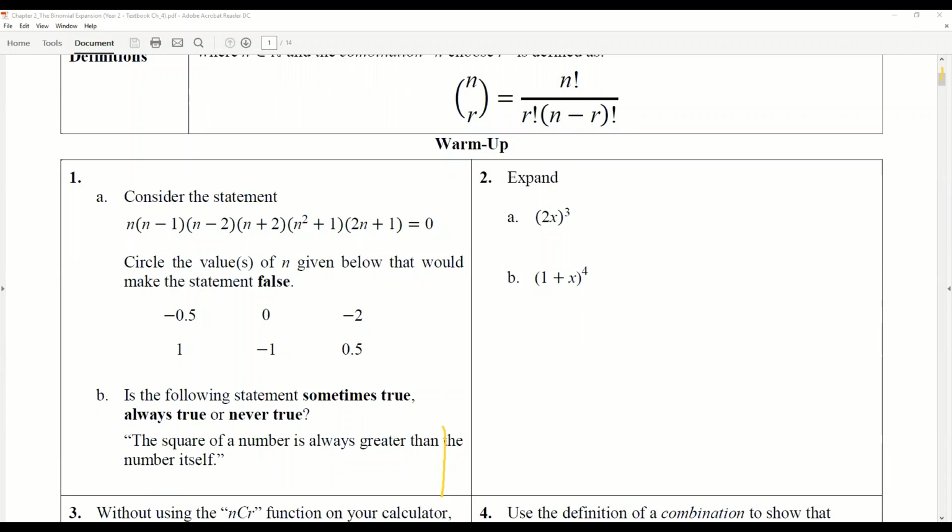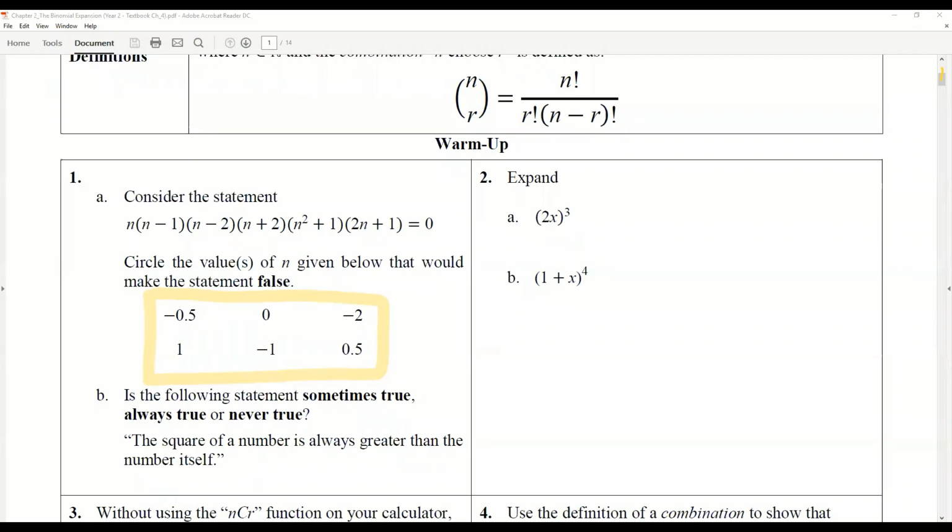All right, let's have a look at question 1. You're asked to consider a statement where an expression on the left-hand side is equal to 0, and we're given this matrix of values here. We have to assess which of these values would make this a false statement. It says value or values, so there could be one or more than one. We don't actually know at this stage.